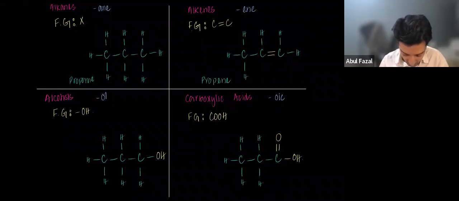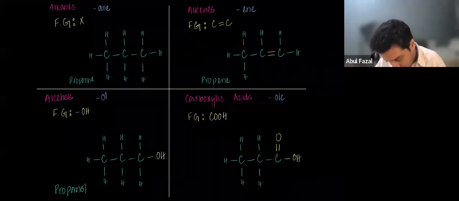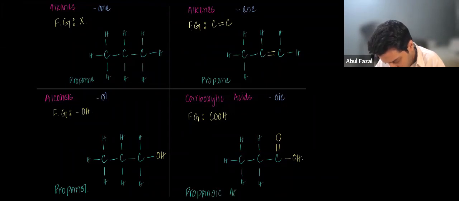ठीक है. What's going to be alcohol? It's 3 carbon propanol. So वो सिर्फ all नहीं, it's technically anol, but whatever, right? Propanol would mean an alcohol with 3 carbons. And the last one is propanoic acid. Propanoic acid. Pretty cool.